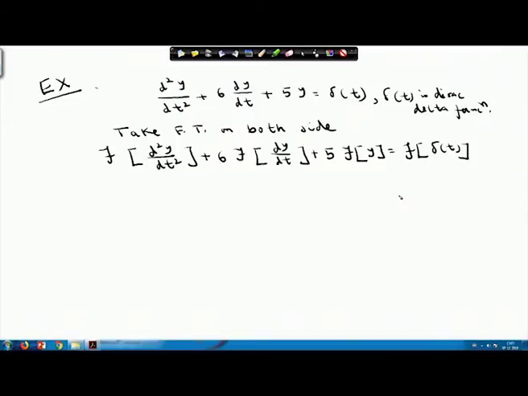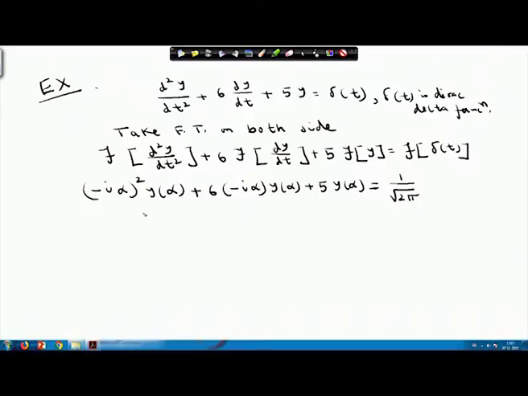So, if I use this formula, then the Fourier transform of d2y dt square I can write as minus I alpha whole square into y of alpha, where y of alpha is nothing but the Fourier transform of y t, plus 6 into the Fourier transform of dy dt, which will be minus I alpha into y of alpha, plus 5 into the Fourier transform of y, which is nothing but y alpha. And the Fourier transform of the Dirac delta function, which we have done earlier, is nothing but 1 by root 2 pi.